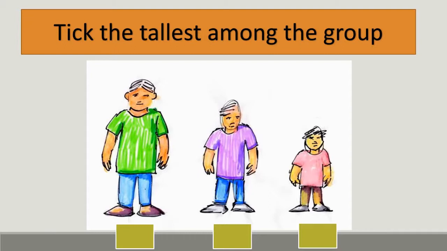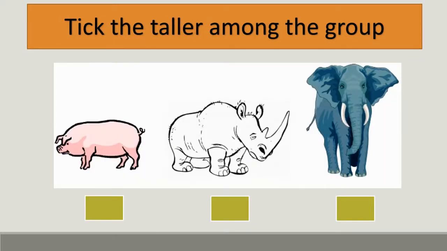Now children, take the tallest among the group. Yes, very good. The first man is the tallest among all. Take the taller among the group. Yes, very good. The middle animal is taller than all.